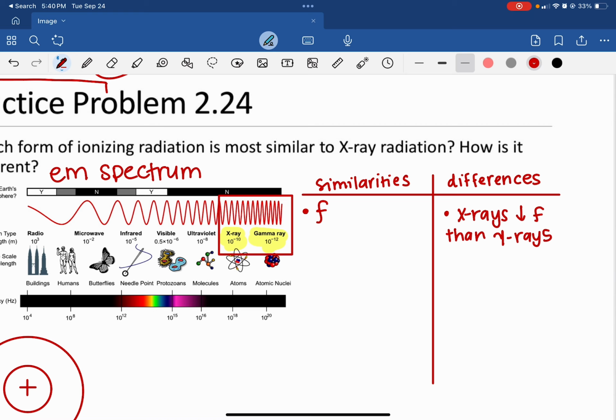Similarities in terms of how they're used, in particular to what you guys are going to school for, they are both used in healthcare. Differences are where they are at in the radiology departments. So gamma rays are what we call nuclear medicine, and X-rays are just general radiology.